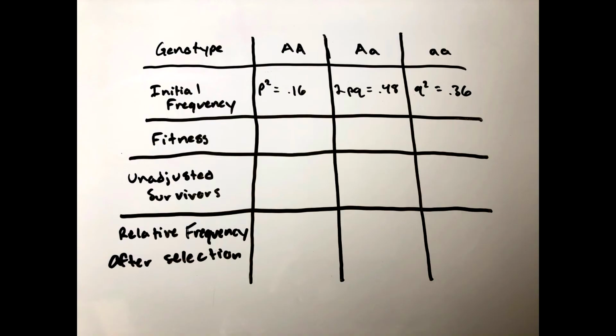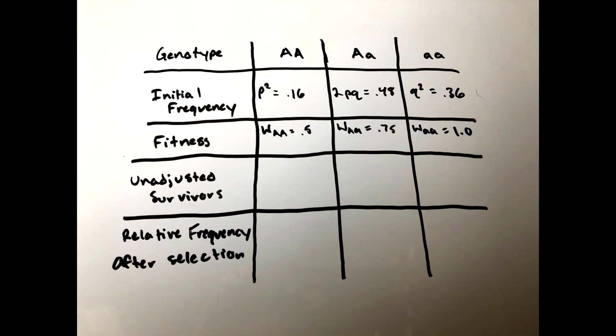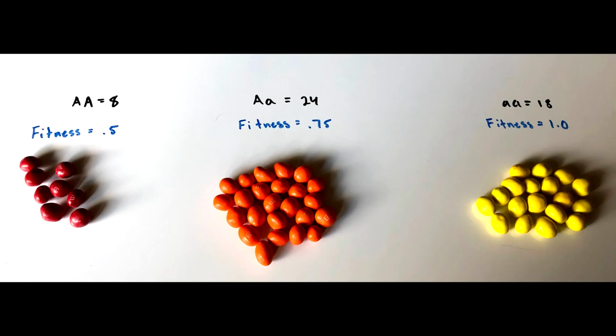We can see how the population changes after selection occurs by making a table for calculations. The initial genotype frequency was calculated earlier when we proved that the population was in Hardy-Weinberg equilibrium. The fitness for big A big A, which is red phenotype, is 0.5. The fitness for big A little a, which is orange phenotype, is 0.75, and the fitness for little a little a, which is yellow, is 1.